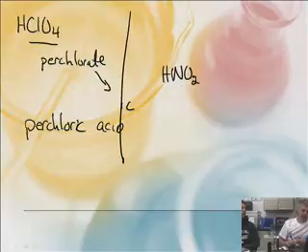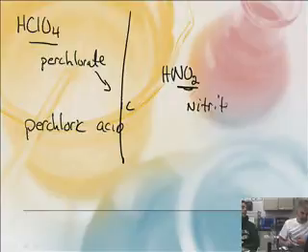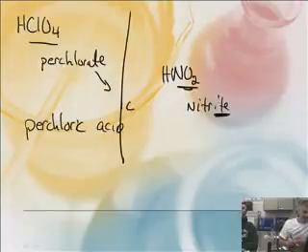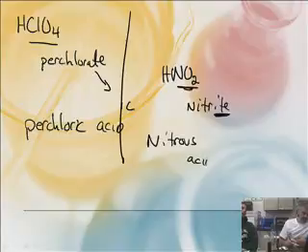What about if we do HNO2? Now, NO2 is nitrite. But ites, if we look on our chart here, ite becomes ous, not us, but O-U-S. So this is nitrous acid. That's pretty easy.